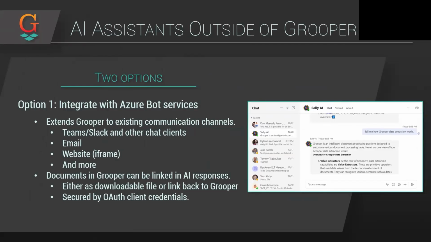One is we've created an integration with Azure Bot Services. Azure Bot Services have exposure to a lot of existing chat clients and chat channels. So if you want to extend an AI assistant to Teams, like you see in the screenshot in front of you, you can do that. You can extend an AI assistant to email. You can create an embeddable iframe and put it on your website, and a lot more. Furthermore, we've created a secure method of linking to documents so that if, say, in Teams, you wanted the user to download a document that was included in a footnote or go directly to Grooper, we can include those links in the response, and they're secured by OAuth client credentials.